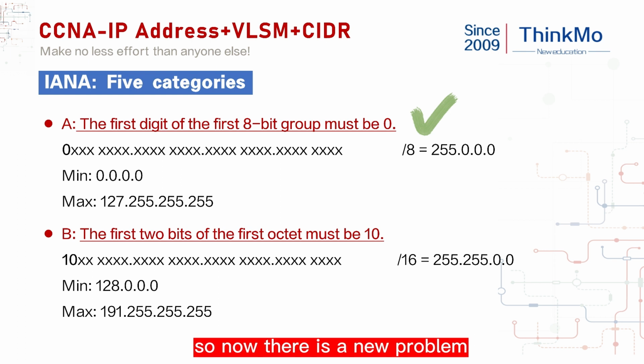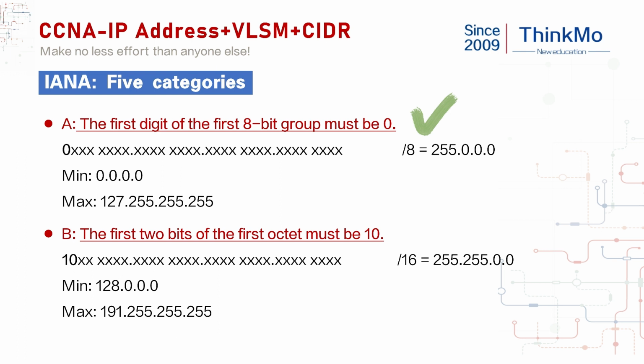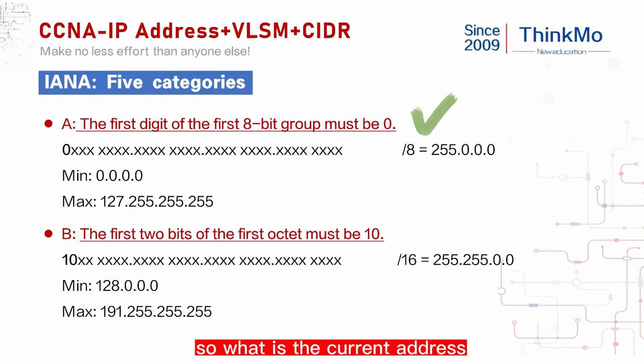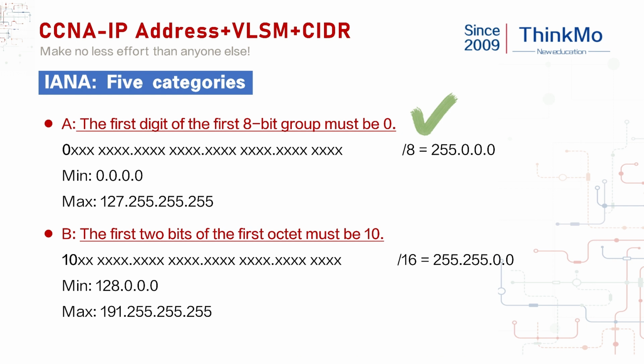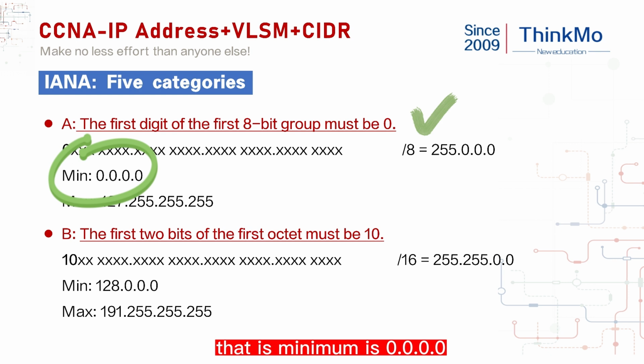So now there is a new problem. If the first digit of an address is set to 0, what is the range of the address? How big is the largest? How small is the smallest? First of all, how small is the smallest? The first value is 0. Then the last 31 bits are all 0. That is, the minimum is 0.0.0.0.